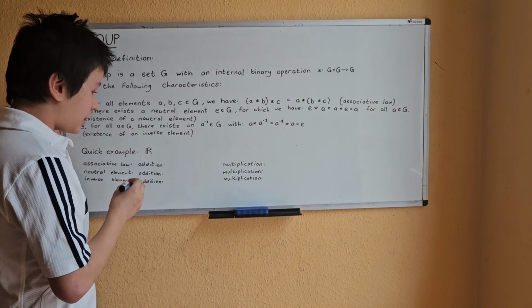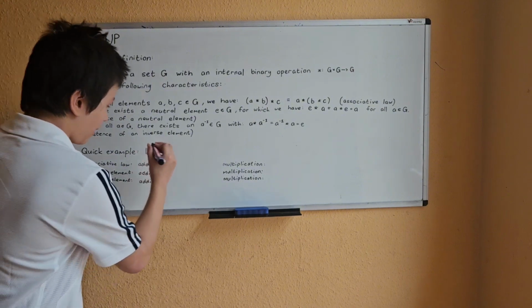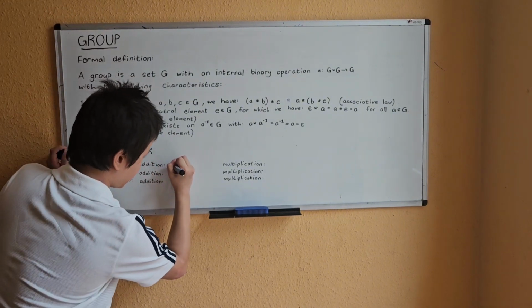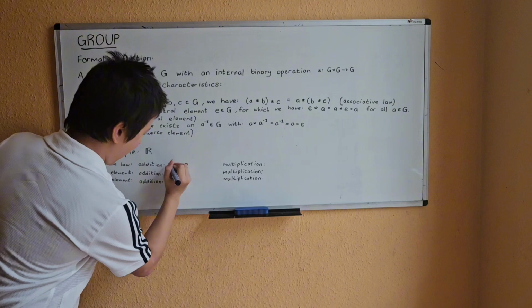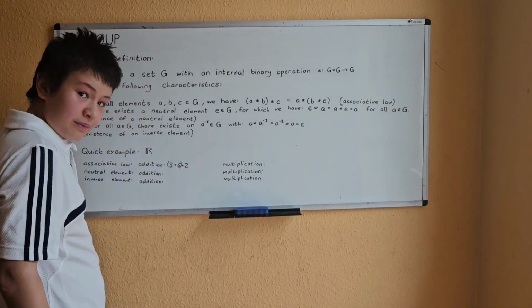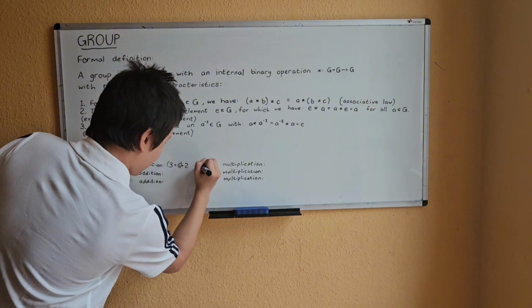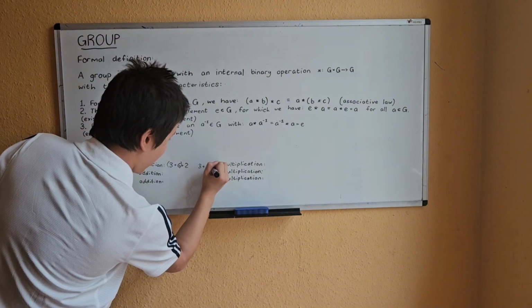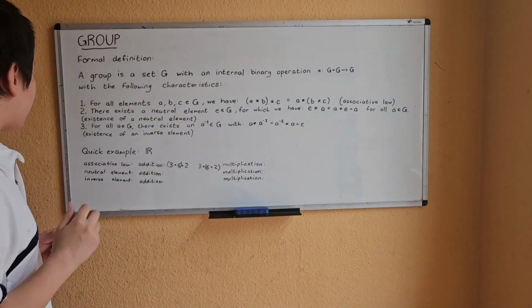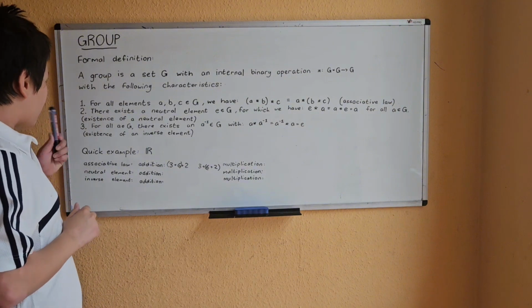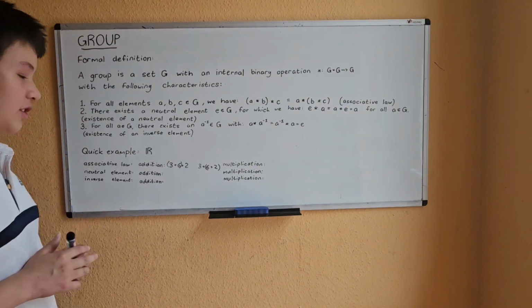Let's begin with addition. We'll just take any three numbers out of the real numbers. Let's take 3, 6, and 2. And now we add the first two numbers first. And then in the second case, we will add the last two numbers first. So if they equal the same result, then we know that rule 1 holds for addition.